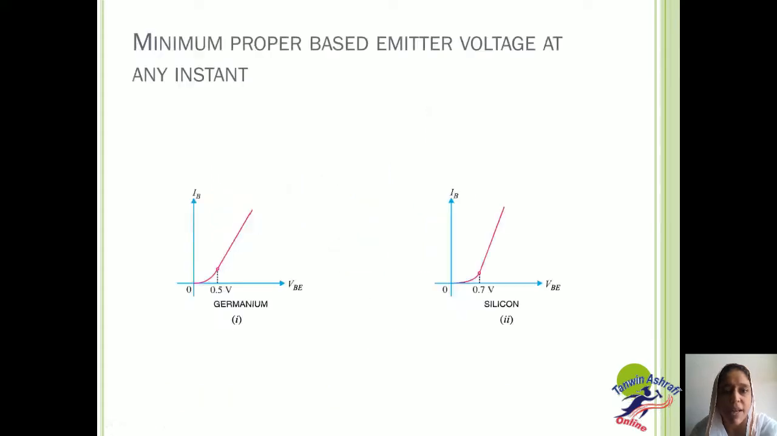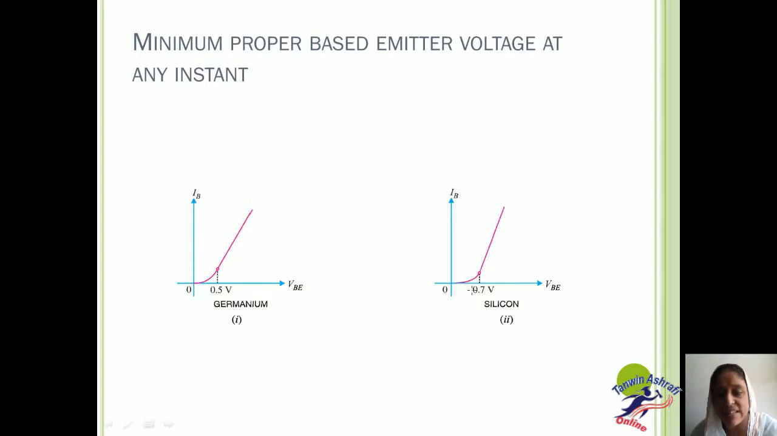Proper minimum base emitter voltage at any instant. In order to achieve faithful amplification, the base emitter voltage VBE should not fall below 0.5 volt for germanium or 0.7 volt for silicon. The base current is very small until the input voltage overcomes the potential barrier at the base emitter junction. The value of this potential barrier is 0.5 for germanium and 0.7 for silicon. Once the potential barrier is overcome, the base current, and hence the collector current, increases sharply, as the base current is the actual source of the collector current.